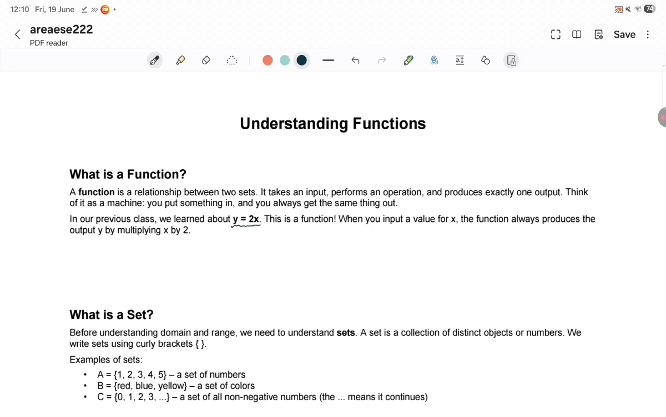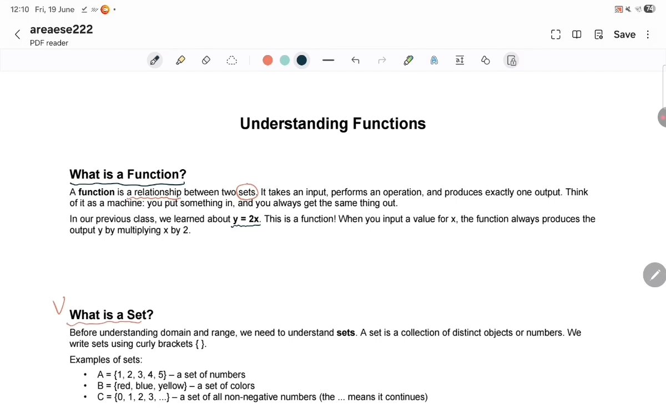So let's just go over the definition here. What is a function? A function is a relationship. It is super important. A relationship between two sets. If we are not sure about the concept of sets, don't worry too much because we are going to get into that later. You can see here what is a set. For now, let's focus on this function.